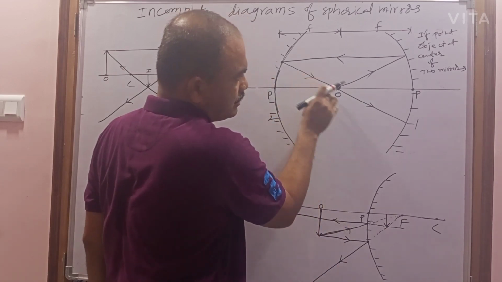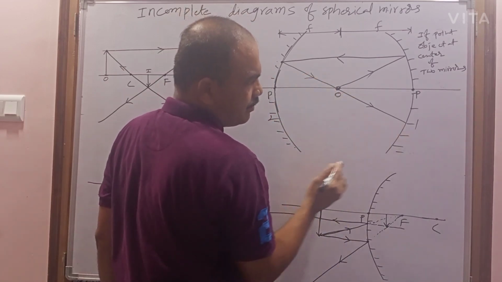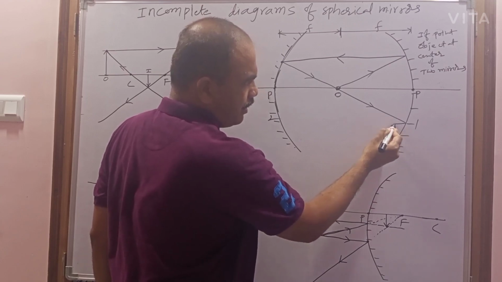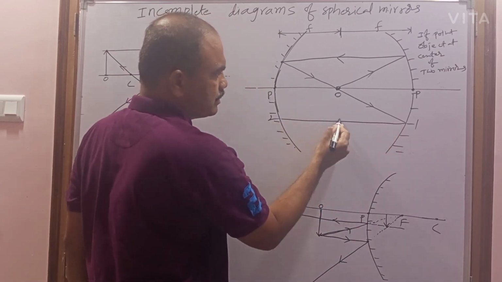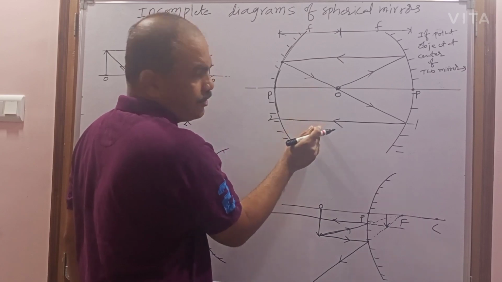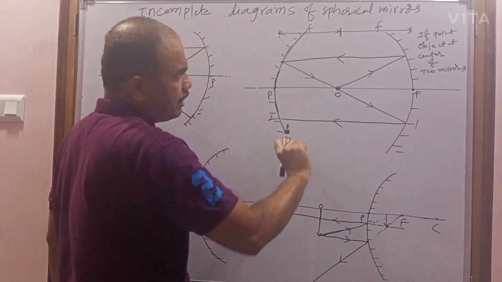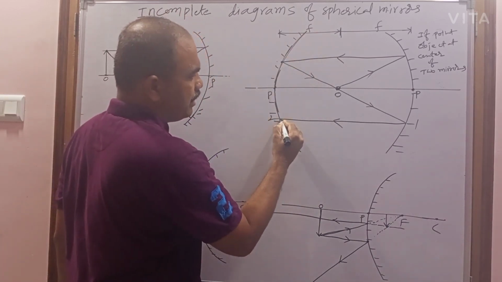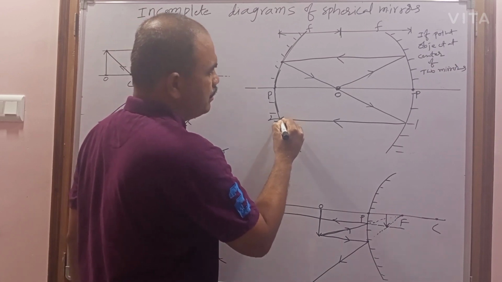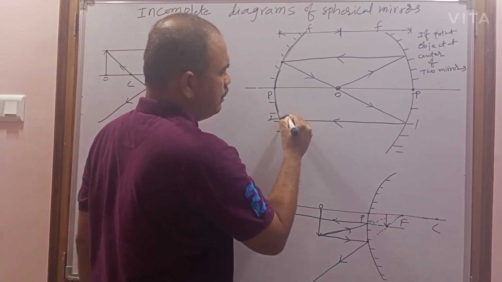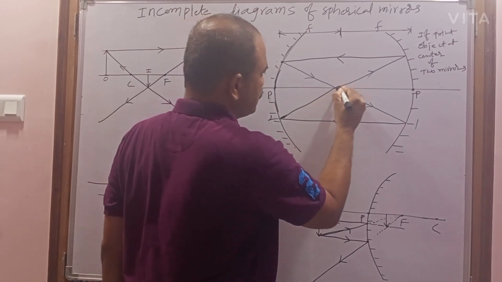So when the incident ray is traveling through the focus and is incident on the mirror, after reflection what happens? It is parallel to the principal axis. So again this ray, parallel to the principal axis, is incident on the concave mirror. After reflection, again it travels to the focus.